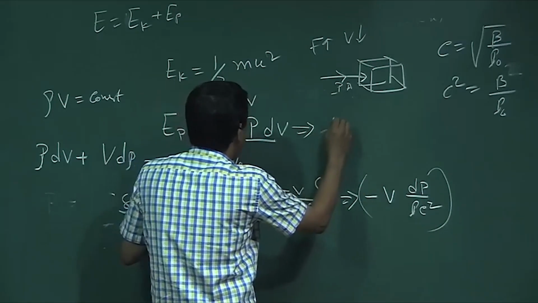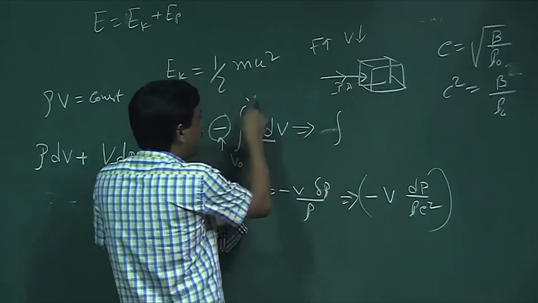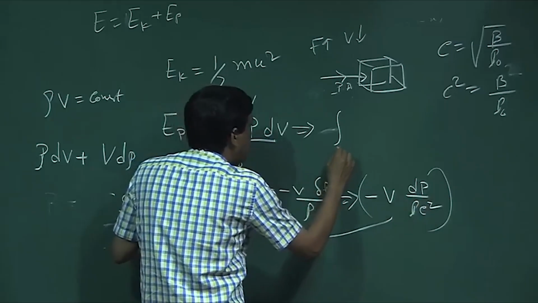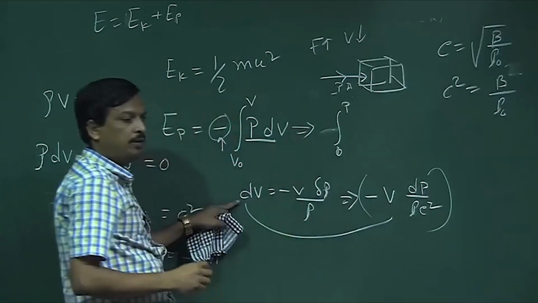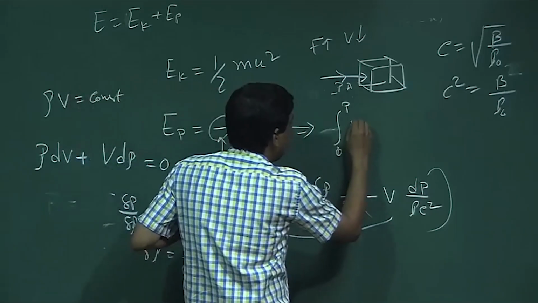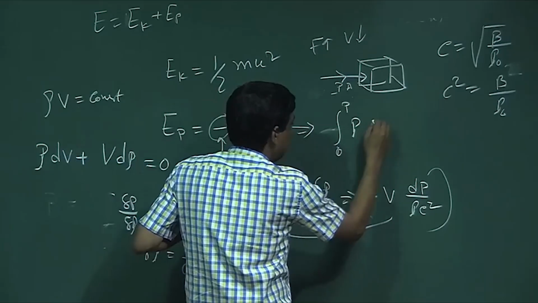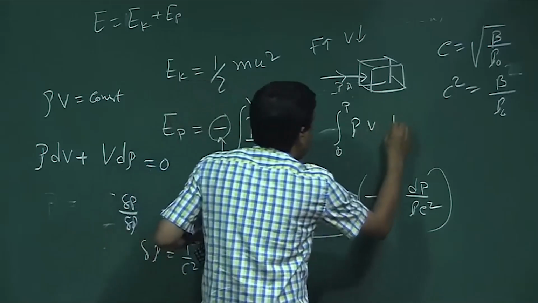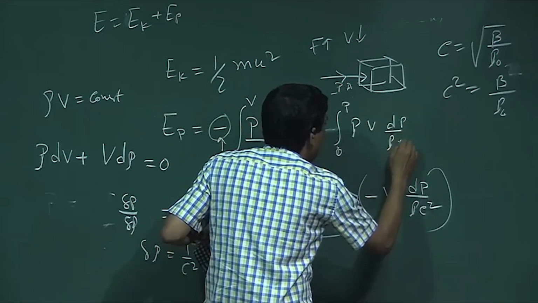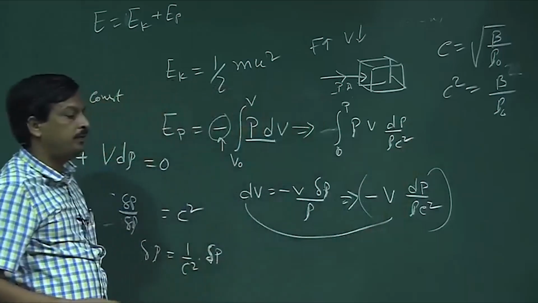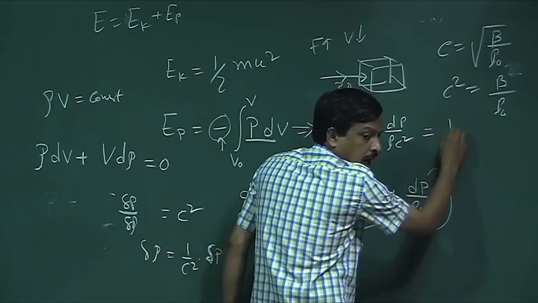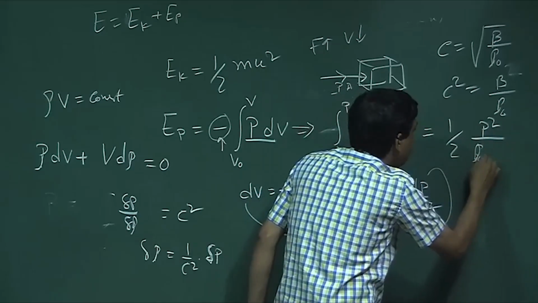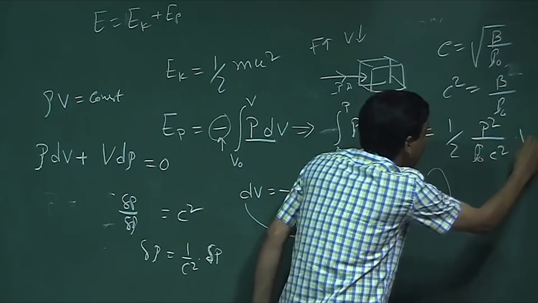So, positive minus and minus positive, so it is plus. So, if it is V0 to V, then if I convert to del P by del C square, it will be 0 to P pressure, 0 to P into V, del P by rho C square, which is nothing but half of P square by rho 0 C square into V 0.